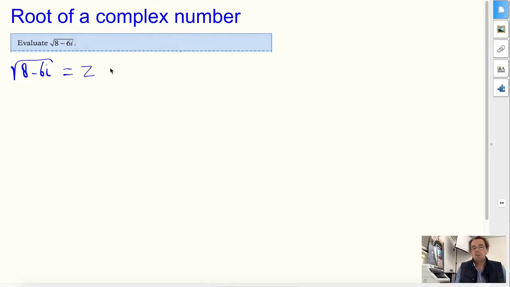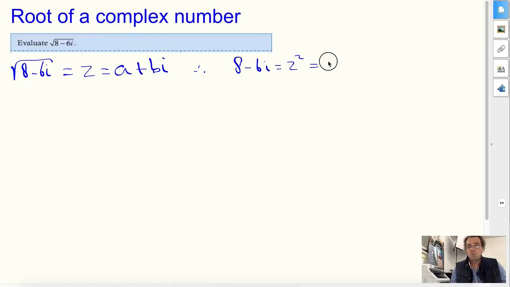number. And we also know that z is often written as a plus bi, which seems to be a good idea here as well. Now to solve this, we're going to square both sides, so we get rid of the root. 8 take 6i is going to be z squared, which consequently is going to be (a plus bi) squared.